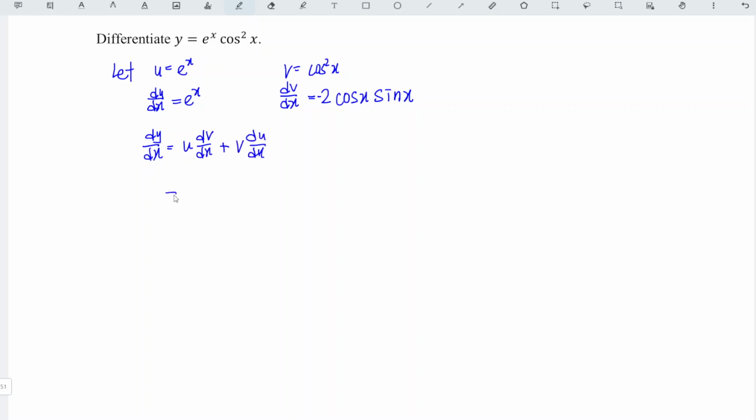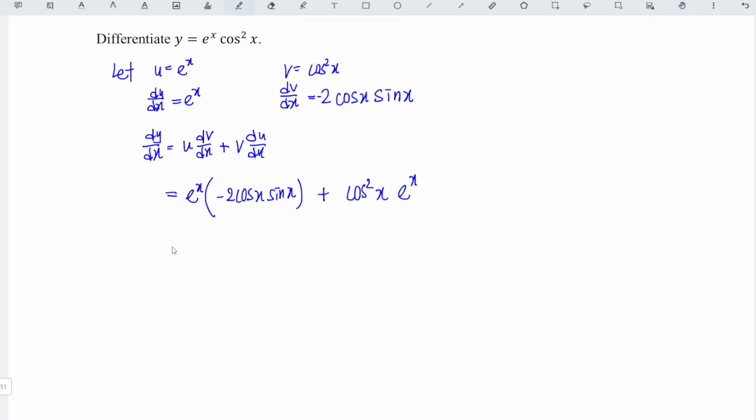And hence, we should have u, e^x, times dv/dx, which is negative 2 cos x sine x. And we add v, cos squared x, times du/dx, which is e^x.